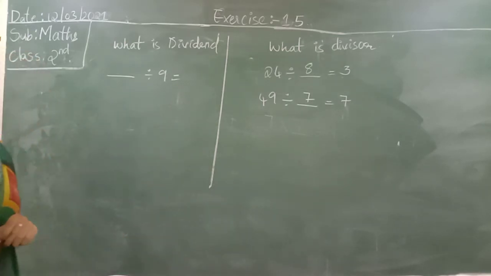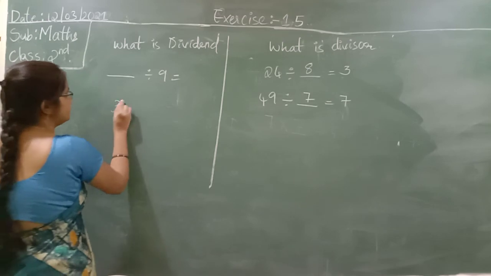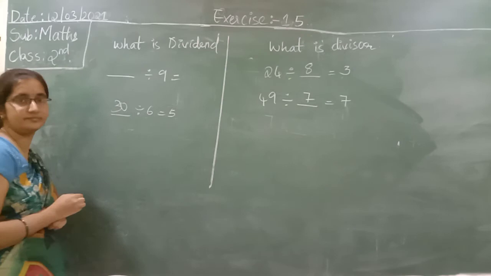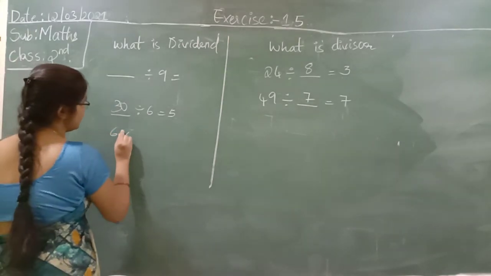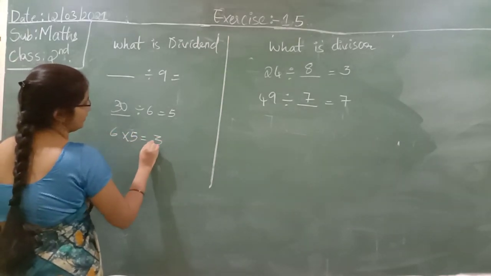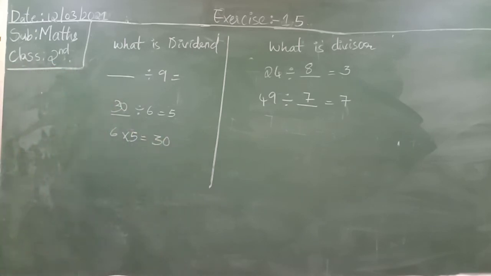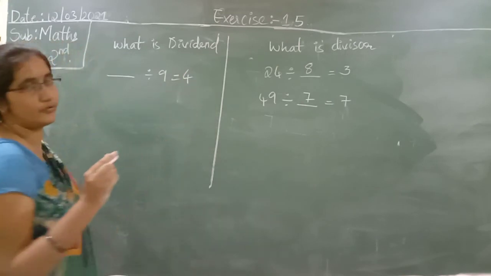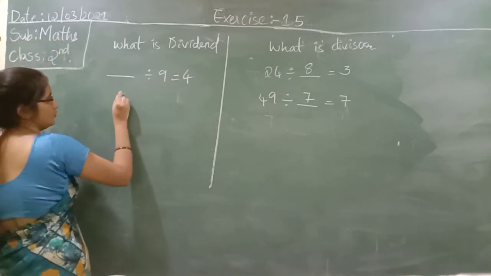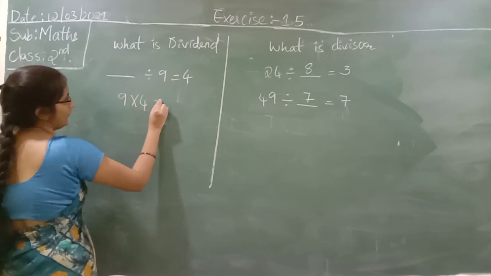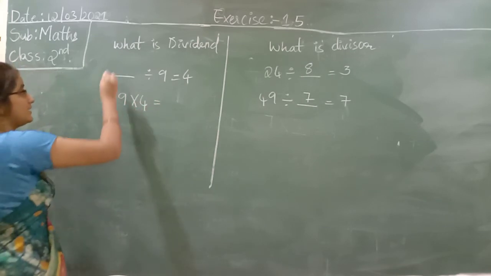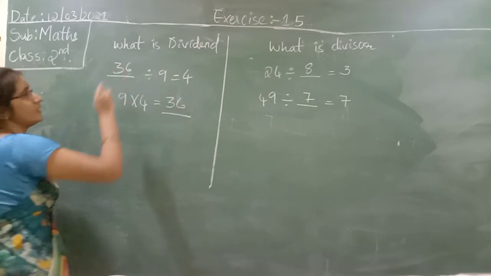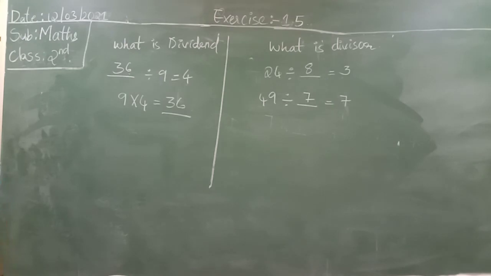The first example they already did. They have given 30 divided by 6 equals 5. 6 into 5, that is 6 fives are 30. So same like that, 9 into 4. Just multiply these two. What will be the answer? 36. The product is your dividend.